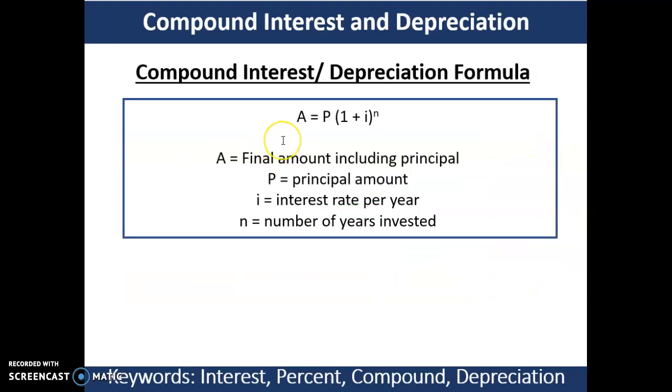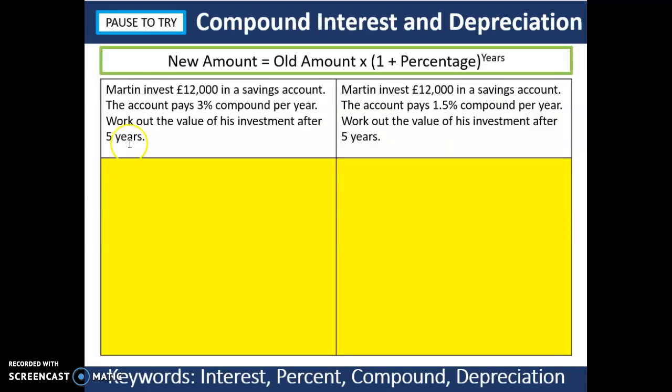So how you might see it on a test might be something like this. You get your letters: A, let's say the final amount, P, which is your original amount, they call it the principal amount, I being the interest rate, and N being the number of years. It's just so that you get familiar with the words principal and final amount, that's all. So here's a question for you to try. Pause for a bit.